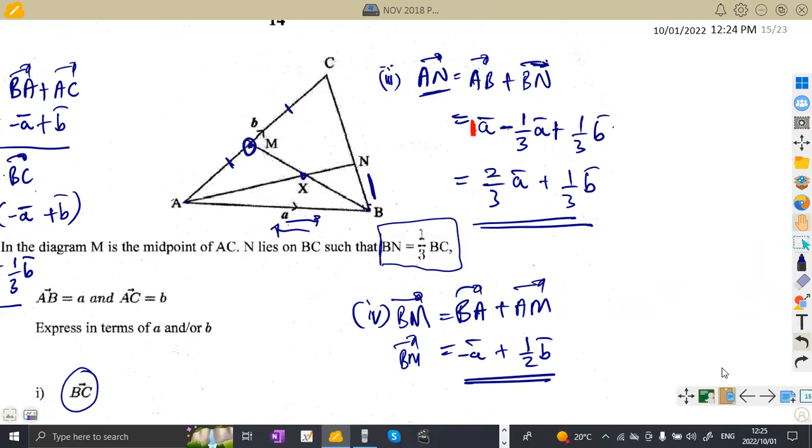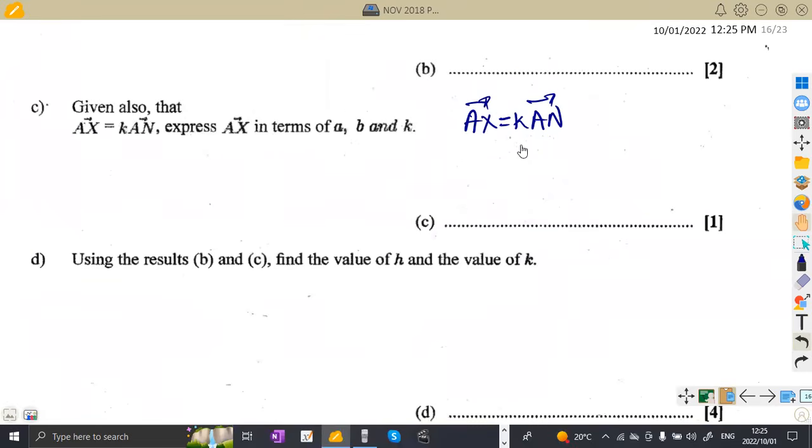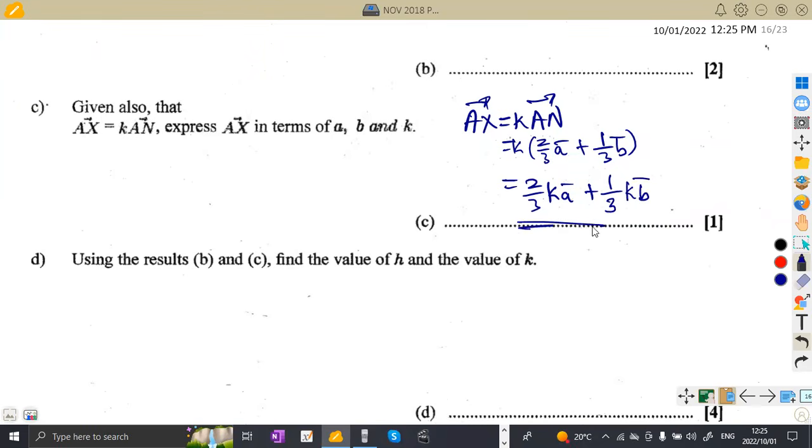So we have to multiply that one by K. I think it's going to be easier that way. So we said KAN here. It's going to be K times, remember our AN, we said is 2 over 3A plus 1 over 3B. Check your answer there. If we multiply by K, it's going to be 2 over 3 KA plus K times 1 over 3, which is 1 over 3 KB. So we start with the constant, then the vector B. Okay, so this is your vector AX.